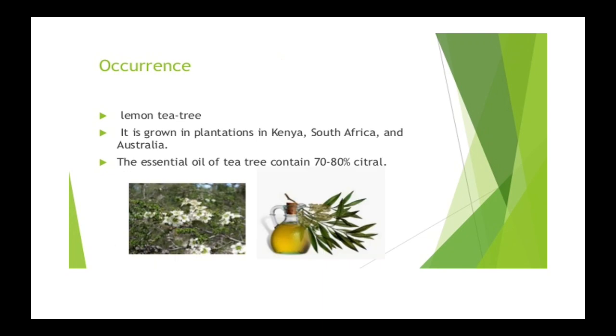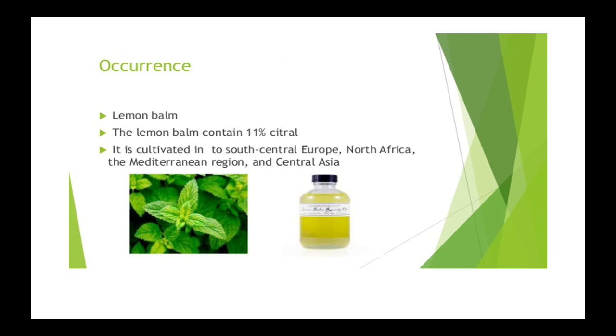Third is its occurrence in the lemon tea tree. It is grown in plantations in Kenya, South Africa and Australia. The essential oil of the tea tree contains 70 to 80 percent citral. Next is lemon balm. Lemon balm contains only 11 percent citral. It is mostly cultivated in South Central Europe, North Africa, the Mediterranean region and Central Asia.